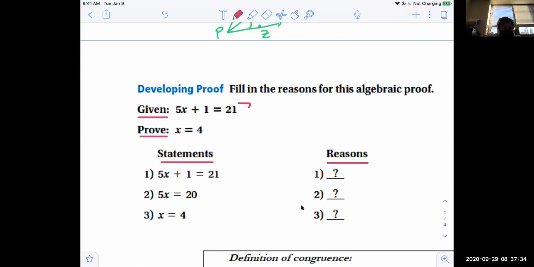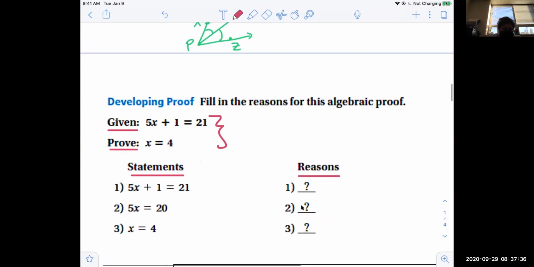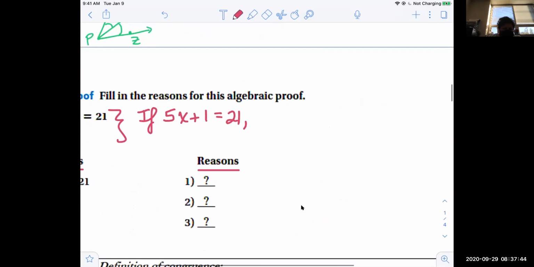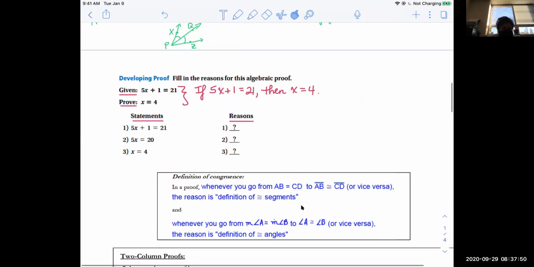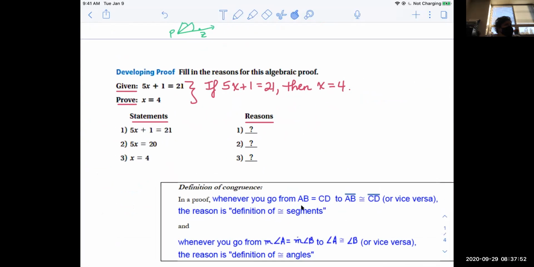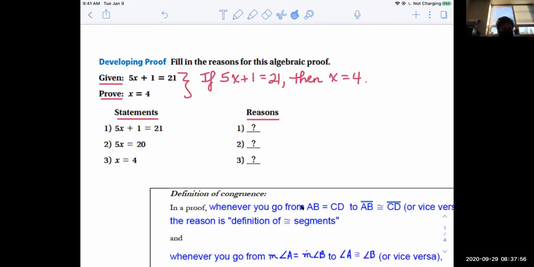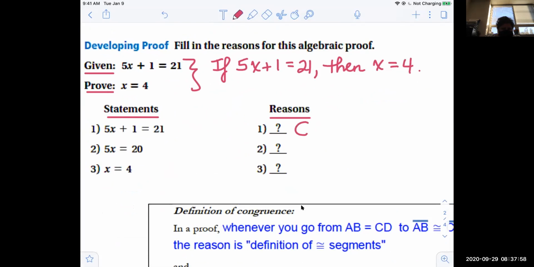When you read this, the given is your hypothesis. So this basically says if 5x plus 1 equals 21, the prove statement is your conclusion. Then prove that x equals 4. Okay, if 5x plus 1 equals 21, then x equals 4. So the first step is almost always going to be given. Okay, that was provided to you in the problem.